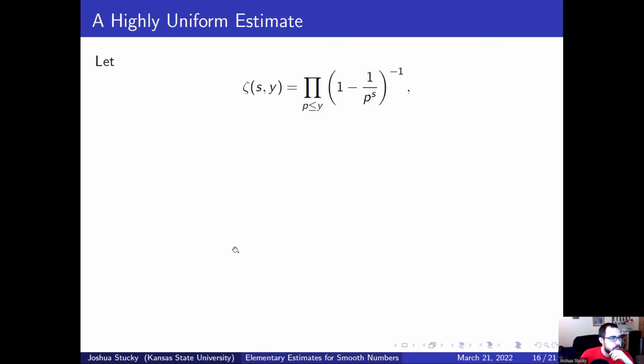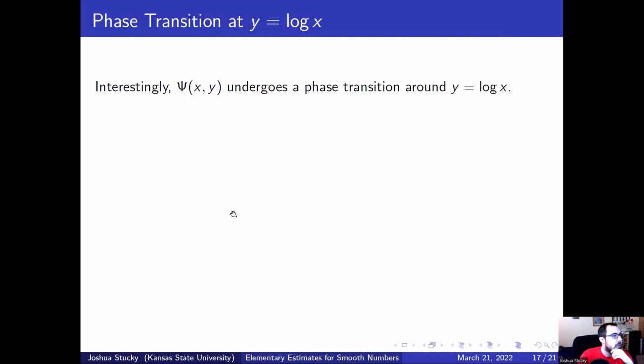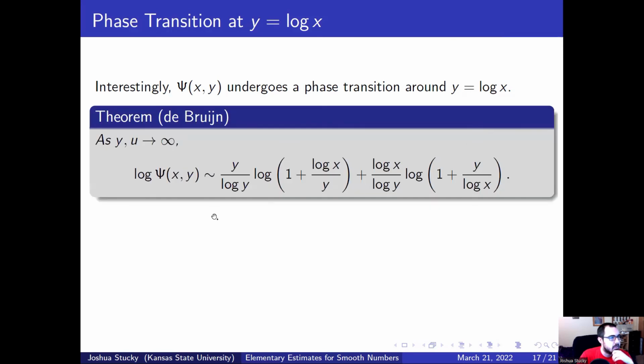Okay, I'm going to skip this. I don't want to talk about it. Yeah, so there's a phase transition when y is equal to log x. So there's a theorem of de Bruijn, which I'll prove for you. It's actually a very simple theorem to prove. It won't take but a couple of minutes.